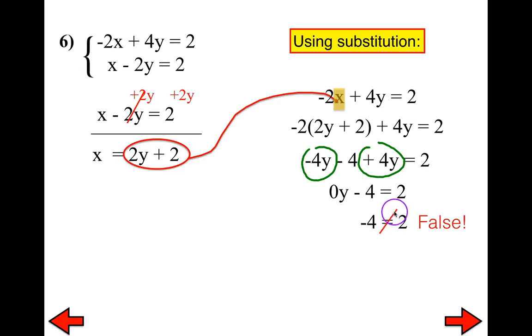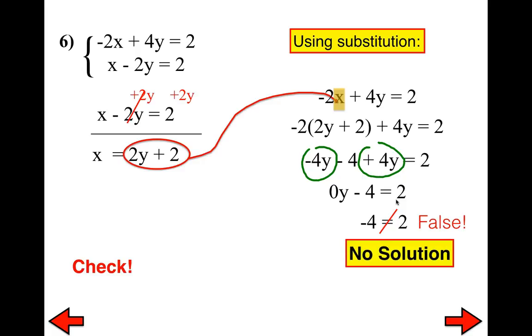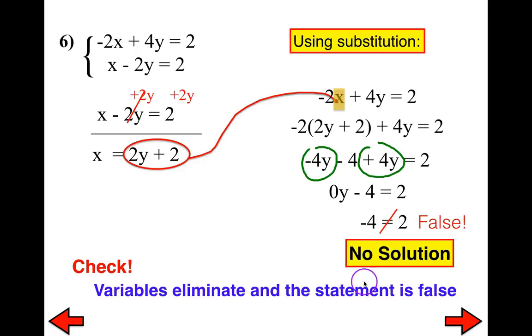This is a false statement. Because I ended up with a false statement, I'm going to go ahead and say it's no solution. So here, how do I check? Did variables eliminate? Yes, right here. Okay, or you can even claim it here. It really doesn't matter. You're showing that there's no more y's. And next, where's your false statement? Right here. So please don't forget to show those things. This is your way of checking your work. Okay, it's actually easier because it's just a matter of circling where it occurred.